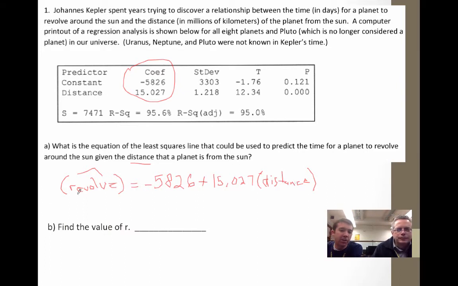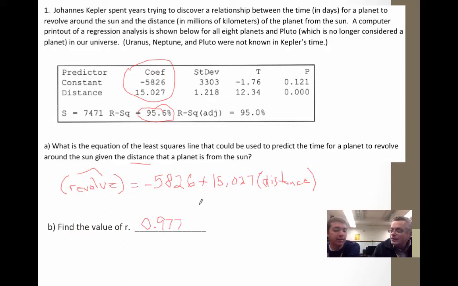Okay, find the value of r. Well, they gave us r squared was 95.6%. This reminds me of something some people did on the last quiz. We take the square root of that, and what do we get? You want to take the square root of 0.956. The square root of 0.956 equals 0.977.